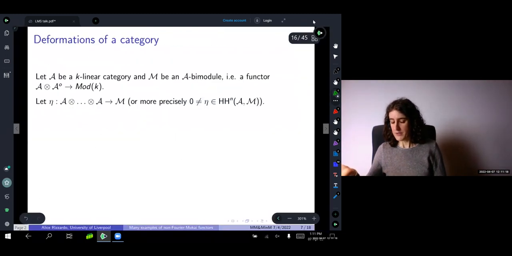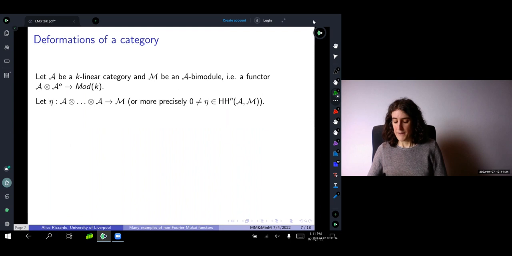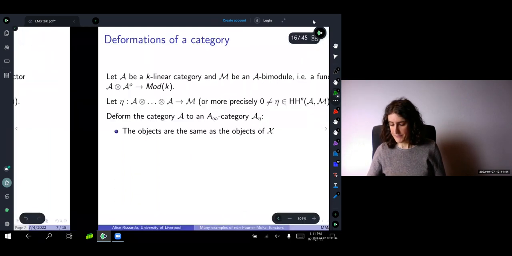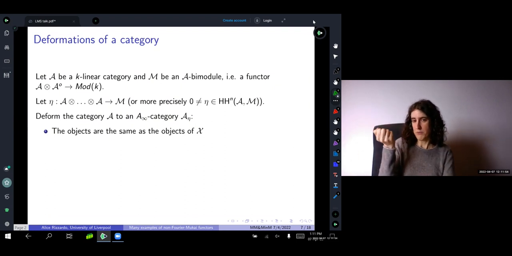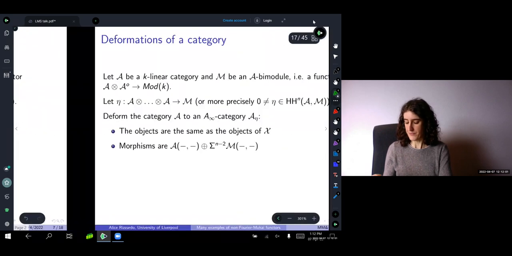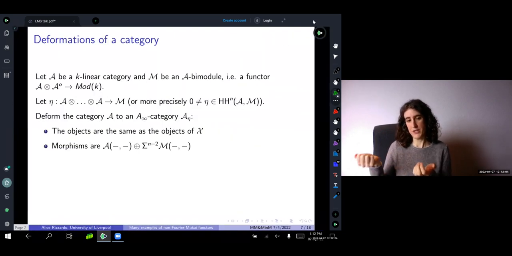So you start with a k-linear category and an A bimodule. An A bimodule is just a functor. And then again, you have a multilinear map, or really you want an element in the Hochschild cohomology of M. And then you can deform the category in the same way that we deformed the algebra. For the algebra, we only had one object, which stayed the same. And in the same way, now the objects of our category will stay the same. And what we do is we define the morphisms.